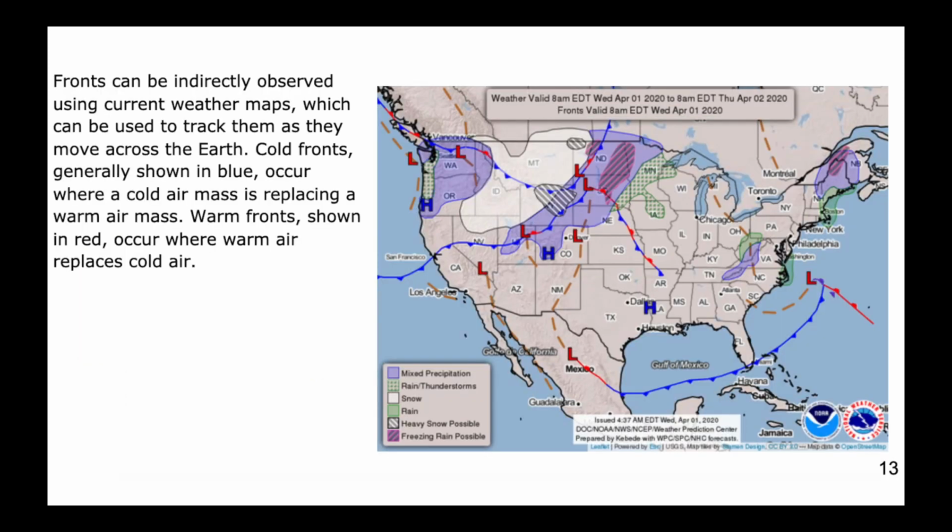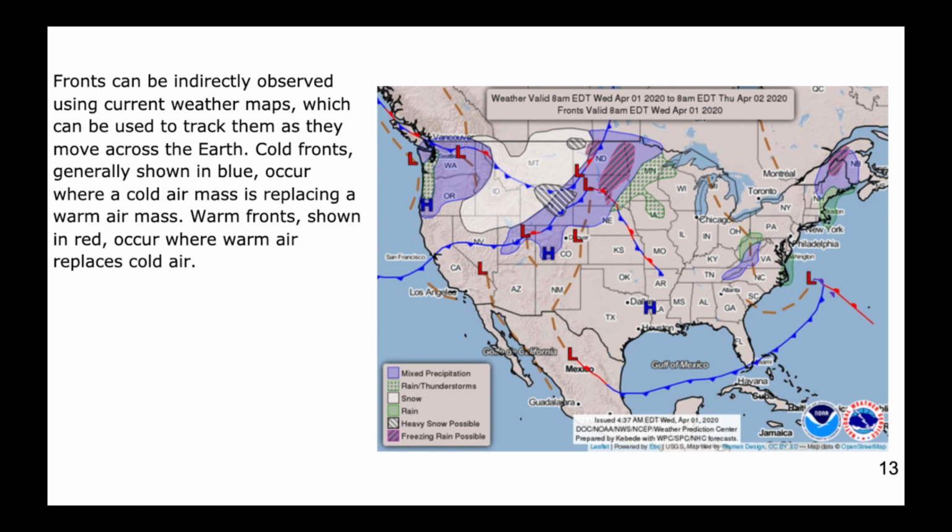Fronts can be indirectly observed using current weather maps, which can be used to track them as they move across the Earth. Cold fronts, generally shown in blue, occur where a cold air mass is replacing a warm air mass. Warm fronts, shown in red, occur where warm air replaces cold air. Pause the video and try to find the warm, cold, and stationary fronts on this map.